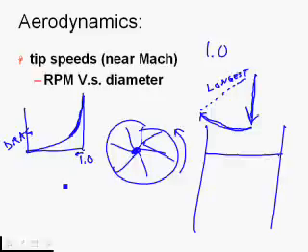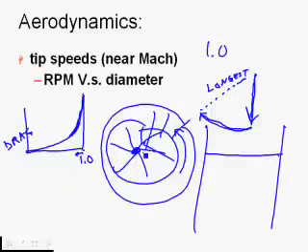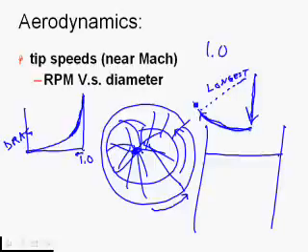So what happens is that if we get a larger diameter engine with blades going all the way out, if we kept the same RPM, this line here is going to get longer when we have a larger diameter compressor blade or a fan. So that means that this line here is going to get longer and it's going to be easier to come up on Mach 1.